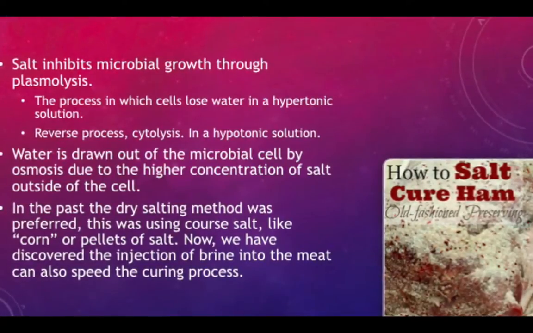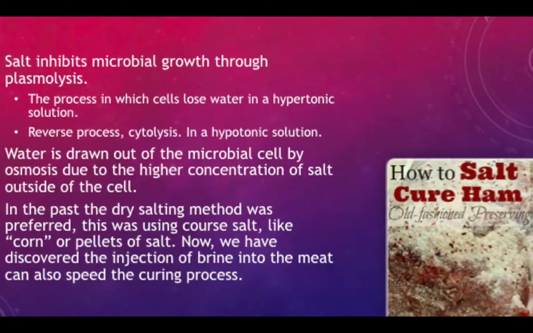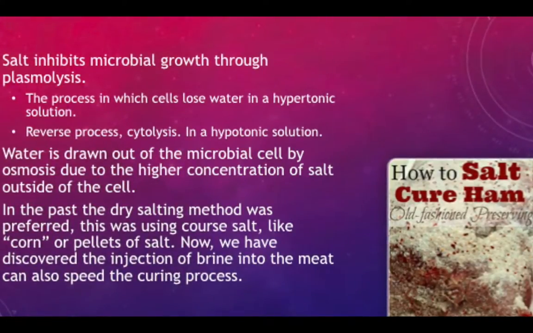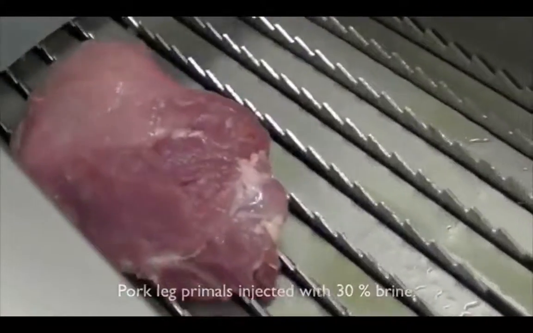In the past, the dry salting method was preferred. This was using coarse salt like corn or pellets of salt. Now we have discovered the injection of brine into the meat so that we can speed the curing process.